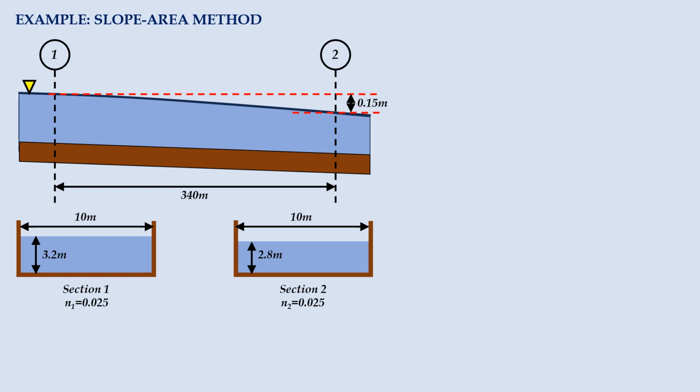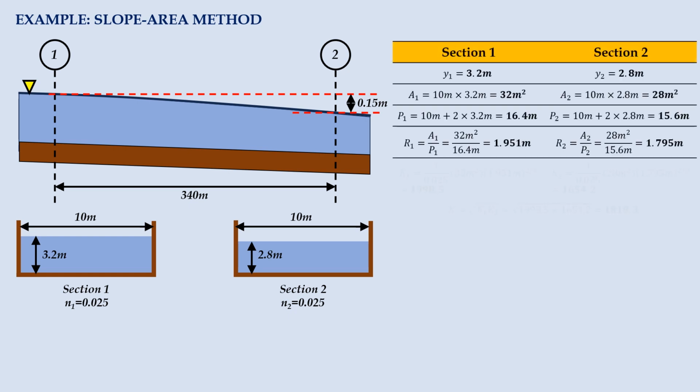Let's say we are now inspecting a rectangular channel. The width of the channel is 10 meters, while the depths of water at upstream and downstream points are 3.2 and 2.8 meters respectively. Both points are 340 meters apart, while a drop of water surface elevation, which is also known as the fall, of 0.15 meters is observed. Given the Manning's coefficient of 0.025, we are required to estimate the flow discharge through the channel.